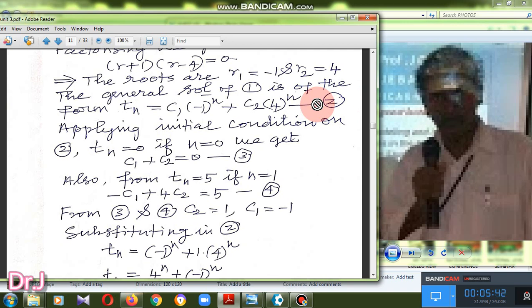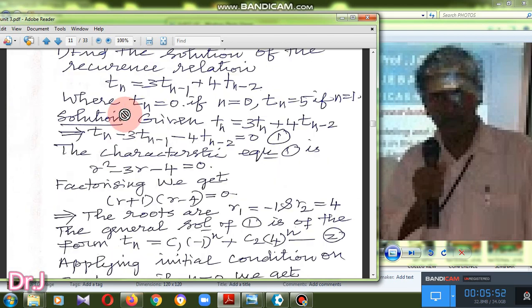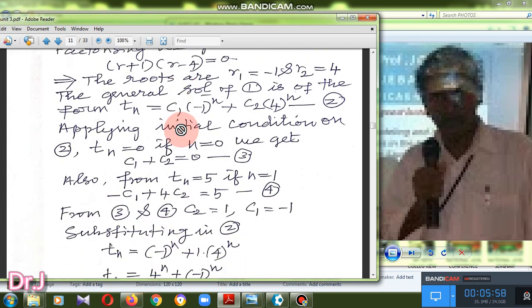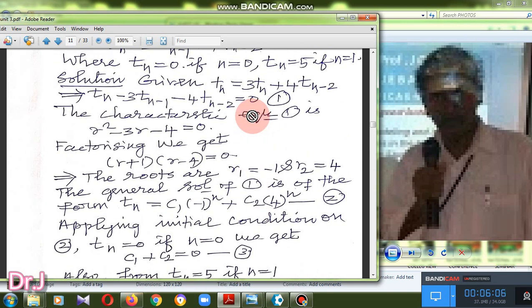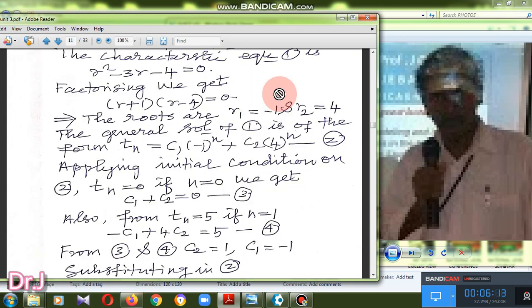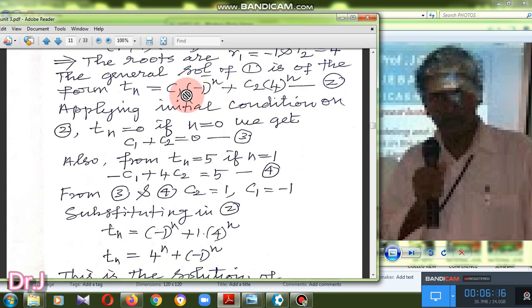Right. Now, you must note that without finding C1 and C2, the problem cannot be solved. I mean, we cannot find out what Tn is, the solution of this particular recurrence relation. So our aim is to find out what C1 is and what C2 is. How is it possible? In your differential equation study, you must know that the initial conditions are very useful in finding out the constants involved in the solution.